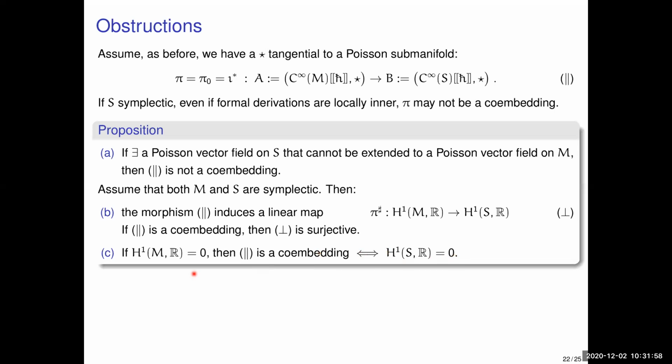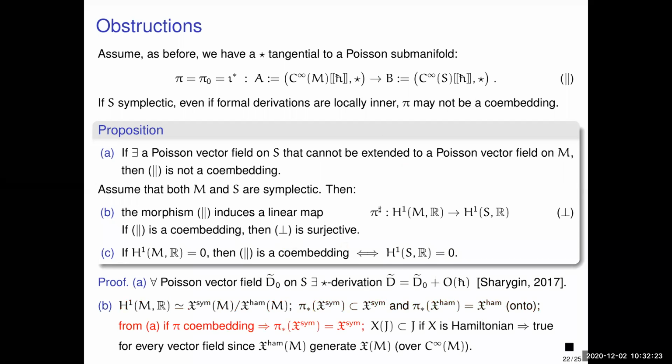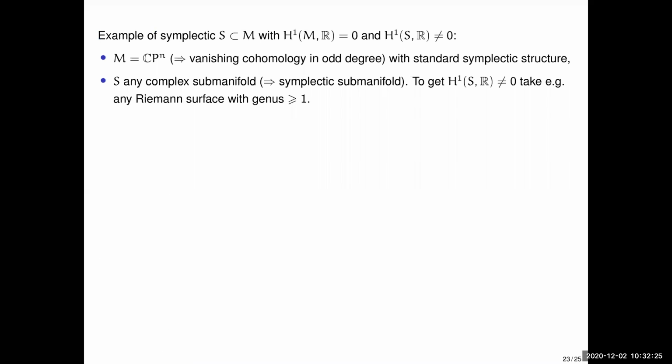And now I can use the last property to produce a counterexample. I am not presenting the proof of the proposition because there is no time, but it should be correct, I hope. I'm going to present an example of a quotient algebra in this formal framework, which is not a submanifold algebra, actually a class of examples. So what we can do is the following. I want to construct an example of a symplectic submanifold S of a manifold M, such that H1 of M is 0, but H1 of S is not 0.